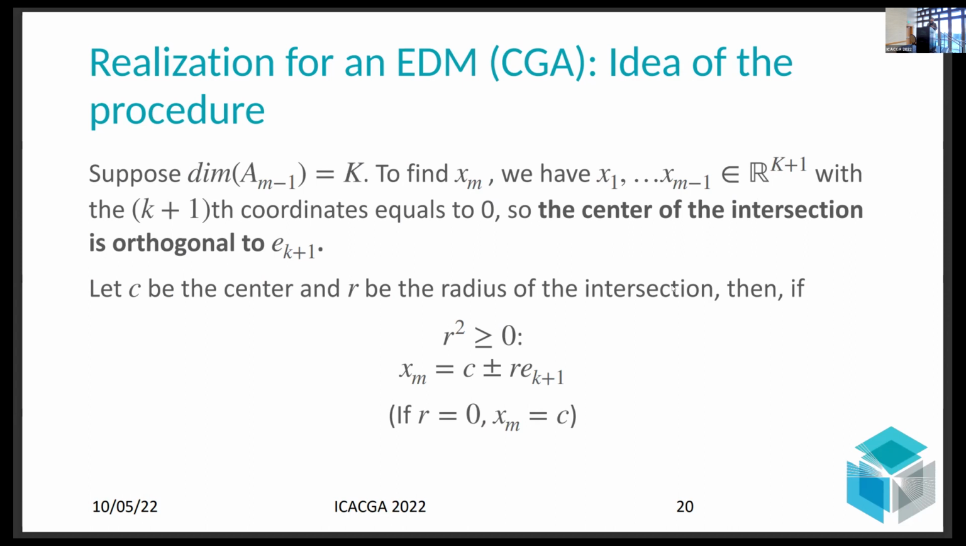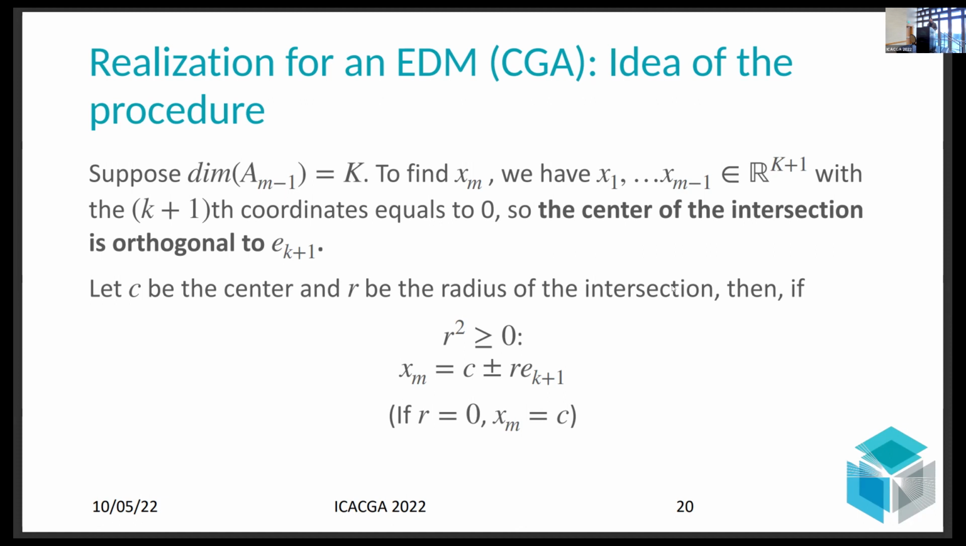So this hyperplane is orthogonal to this extra dimension. So it's not the center of the intersection that is orthogonal. The hyperplane is orthogonal to e k plus 1. And then we can compute the radius. If it's 0, the intersection is exactly the center, so we don't have to increase the embedded dimension.